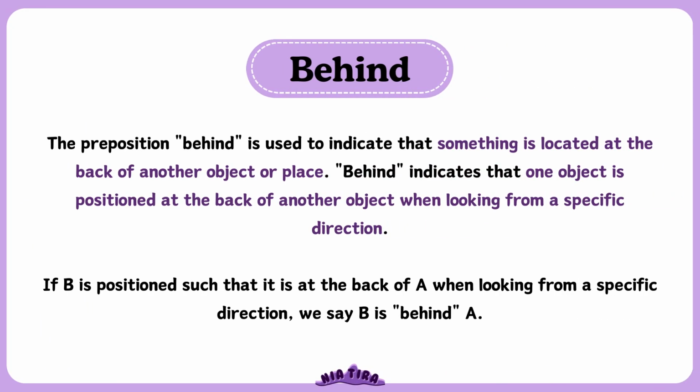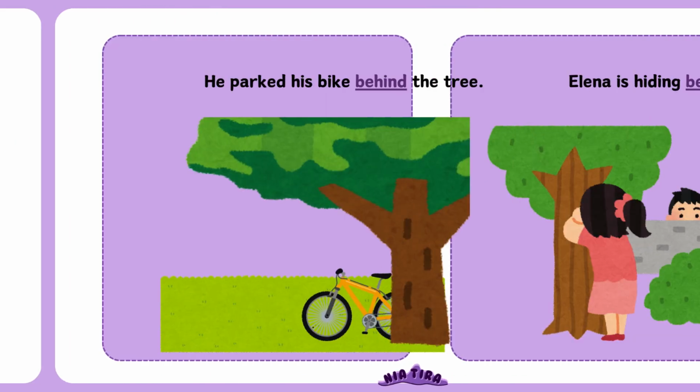The preposition behind is used to indicate that something is located at the back of another object or place. Behind indicates that one object is positioned at the back of another object when looking from a specific direction. If B is positioned such that it is at the back of A when looking from a specific direction, we say B is behind A.